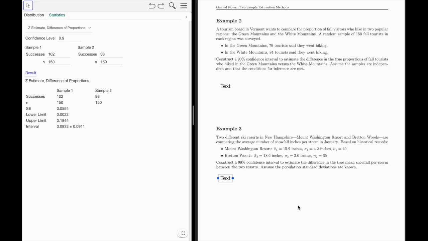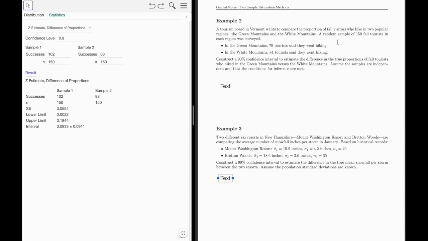Let's look at example 2. A tourism board in Vermont wants to compare the proportion of fall visitors who hike in two popular regions. We have the Green Mountains and the White Mountains. A random sample of 150 fall tourists in each region was surveyed. So that's telling us we got two samples and each one has 150.